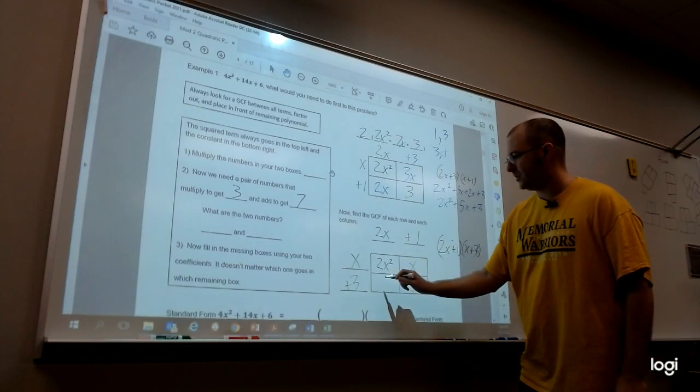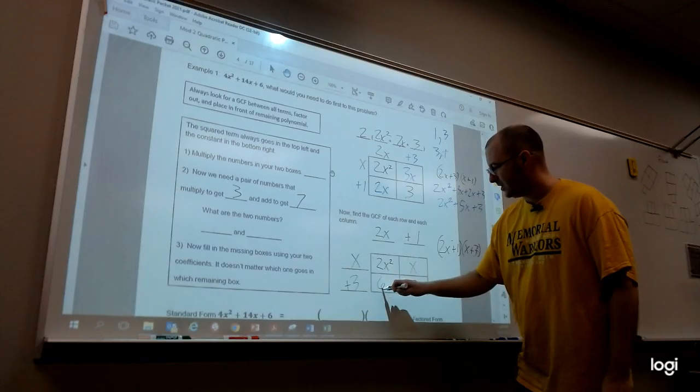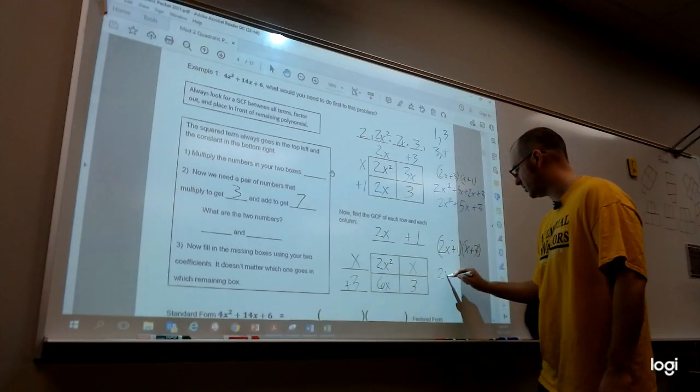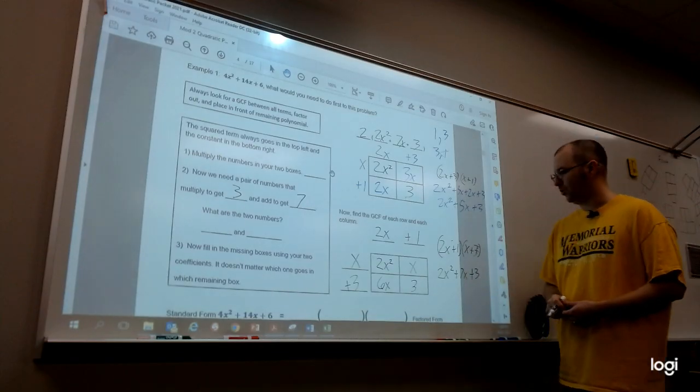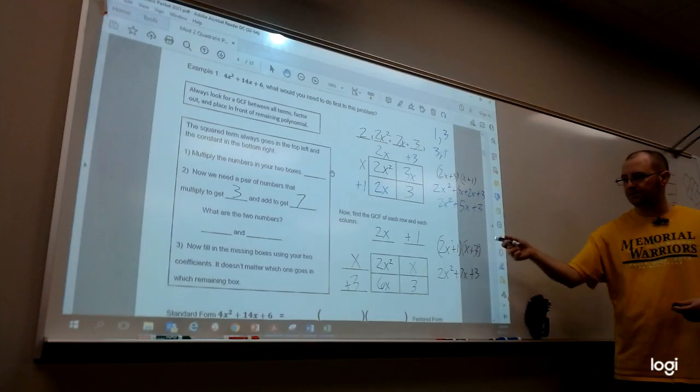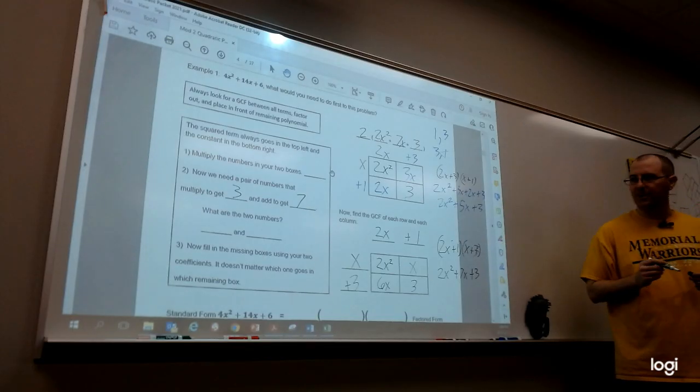And now the magic: 2x times 3 is 6x, and this indeed is going to multiply out to 2x squared plus 7x plus 3. And that is what we are looking for. So these are the factors that we need if you do the reverse box method.